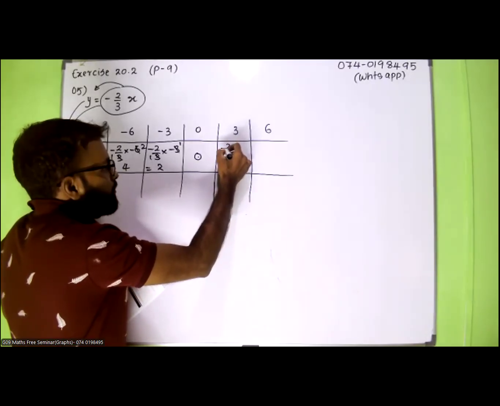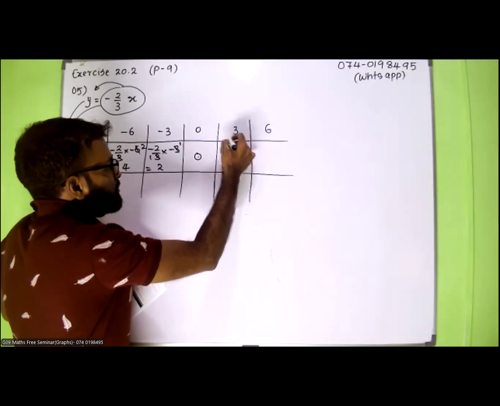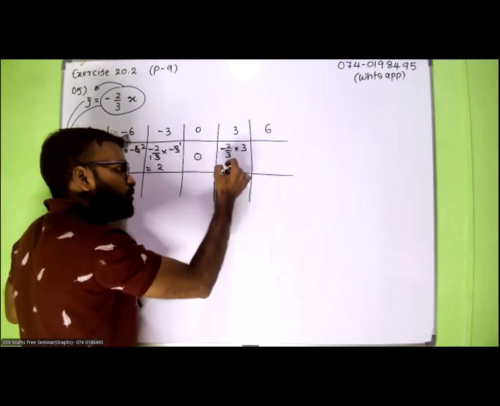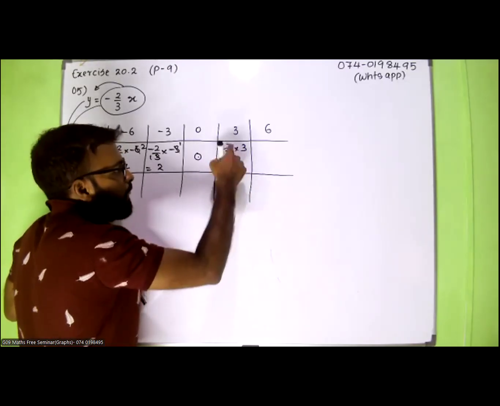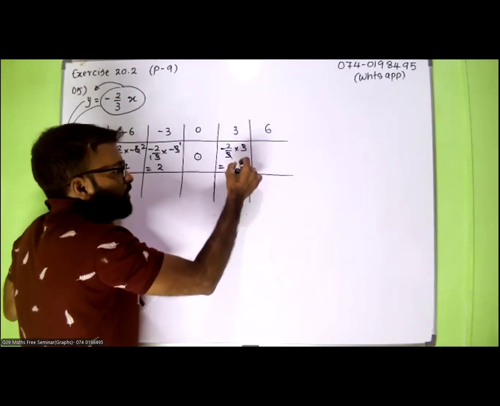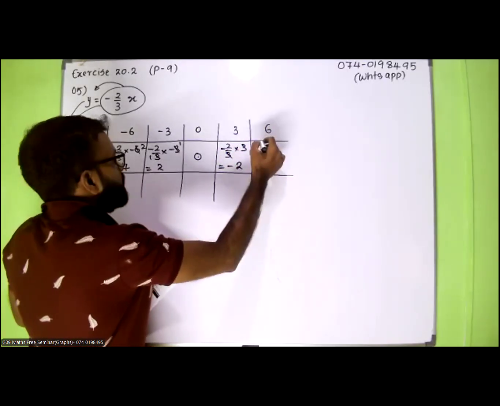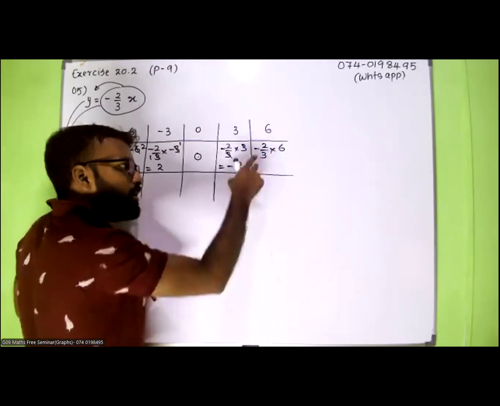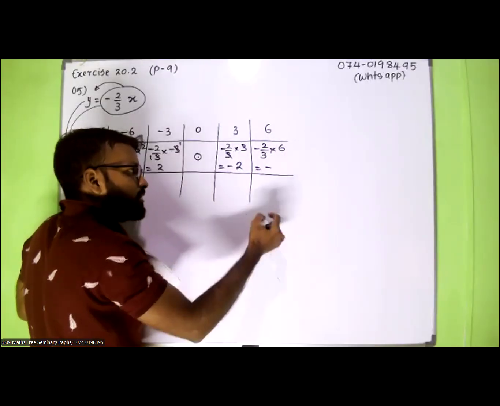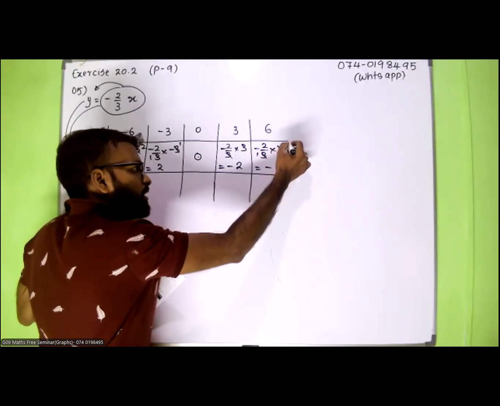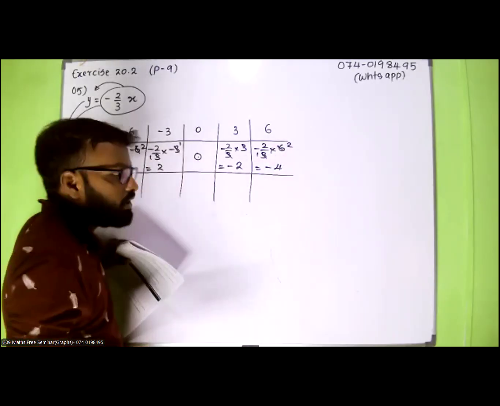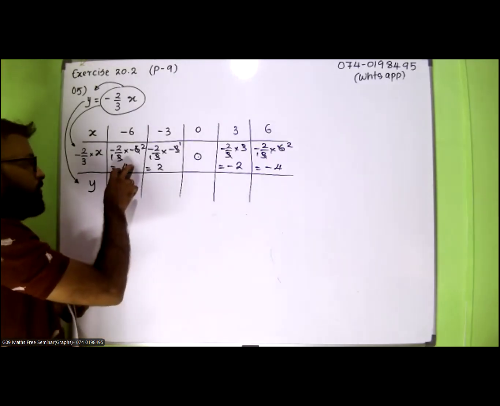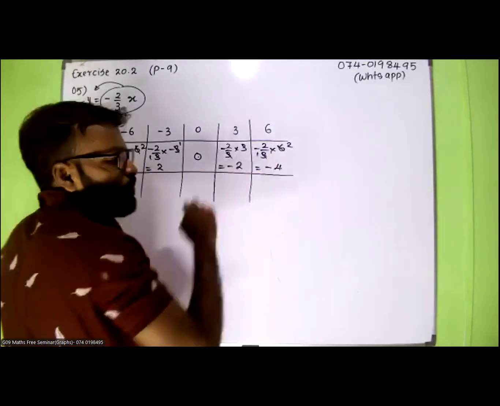I will do this one right before substituting. So instead of x, I am going to substitute x. Minus into minus, positive. Minus 3 times 1, 3 times 1, the answer is 2, right? And here, this one, minus 2 upon 3 multiplied by 6. Minus into positive, the answer is minus. 3 times 2, 2 times 2, 4. Okay. Now the values are 4, 2, 0, minus 2, minus 4.